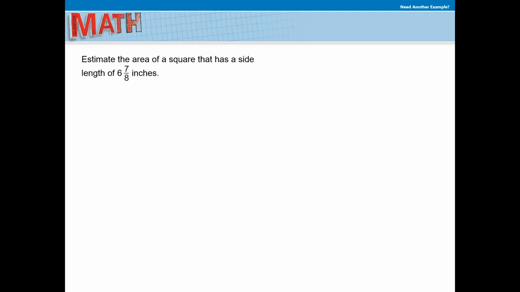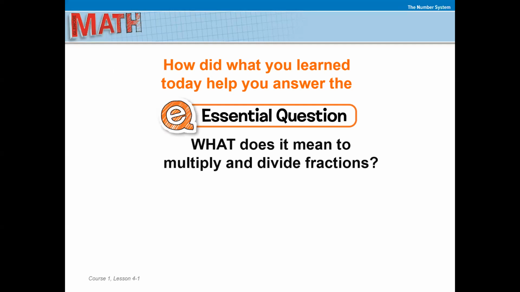How did what you learned today help you answer the essential question? What does it mean to multiply and divide fractions? A sample answer is, it helps me to find a portion of a set, maybe a part of a whole.